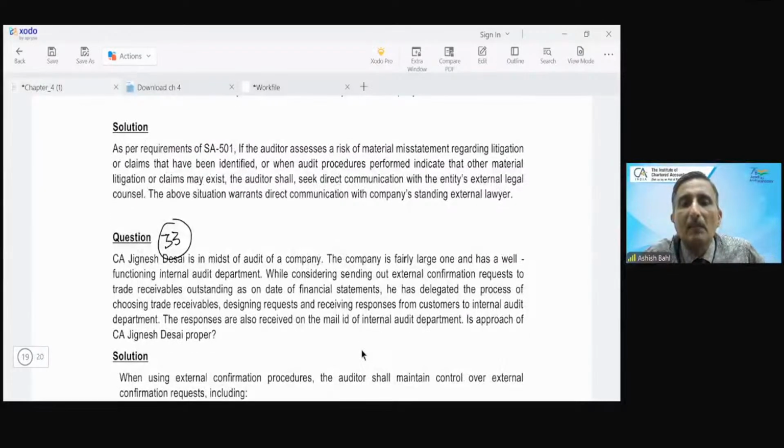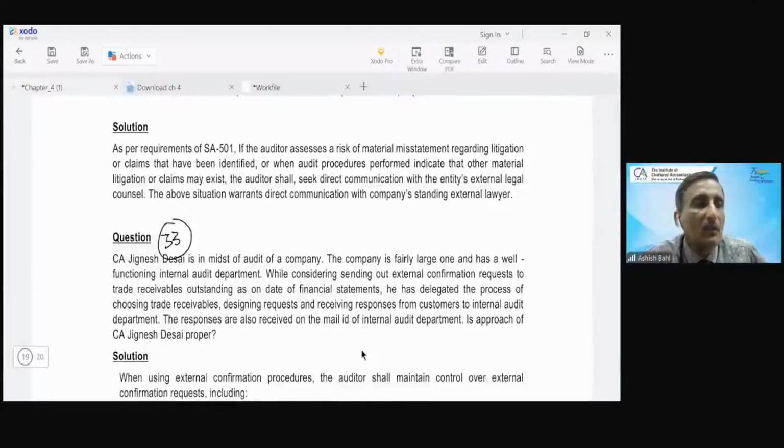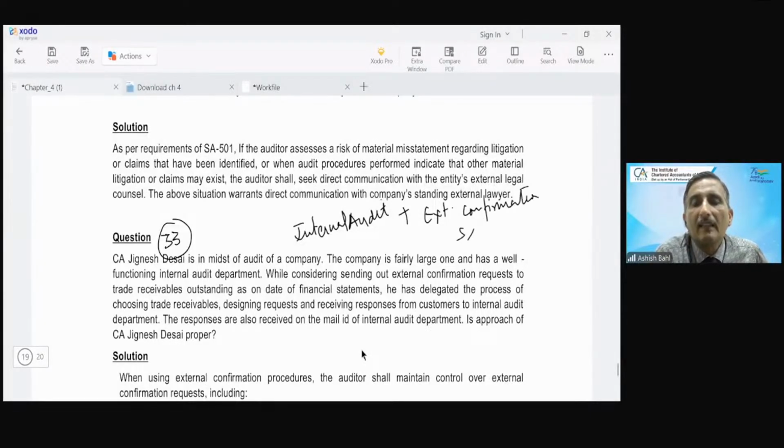Now see question number 33. Read question number 33. CA Jignesh is in the midst of an audit of a company. The company is fairly large and has a well-functioning internal audit department. So this question is a mix of internal audit plus external confirmation. SA 505.